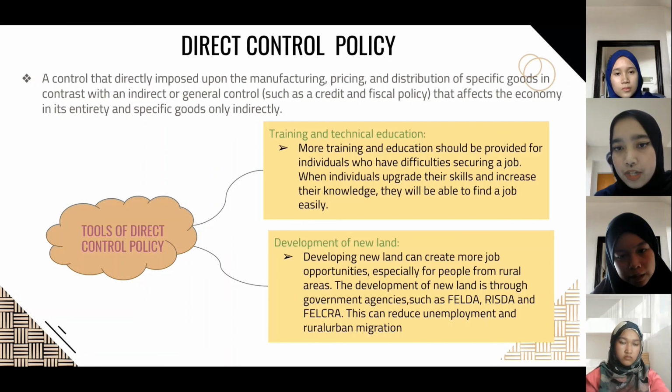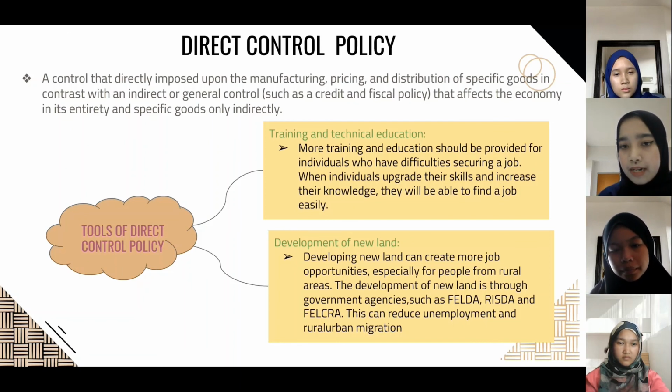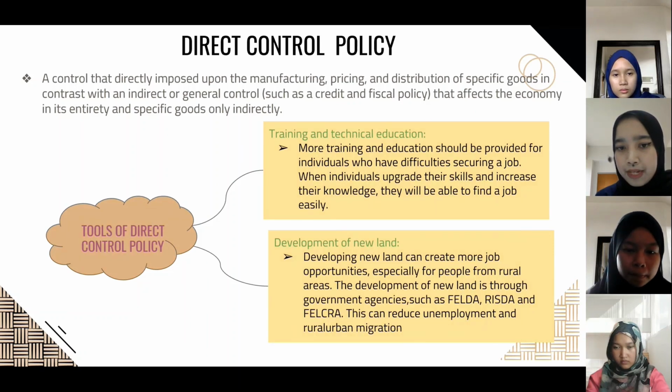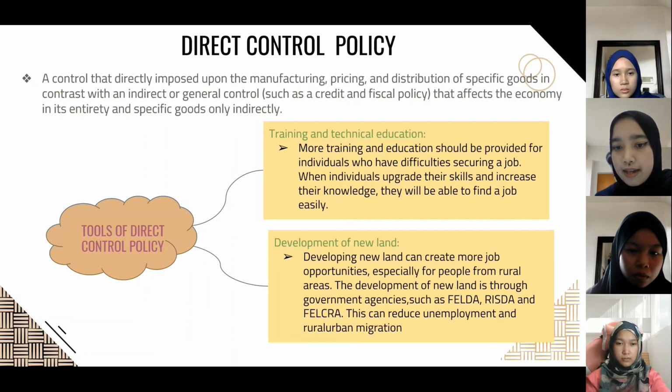More training and education should be provided for individuals who have difficulty securing a job. When individuals upgrade their skills and increase their knowledge, they will be able to find a job easily. Second, development of new land. Developing new land can create more job opportunities, especially for people from rural areas. The development of new land is through government agencies such as FELDA, RISDA, and FECRA. This can reduce unemployment and rural-urban migration.